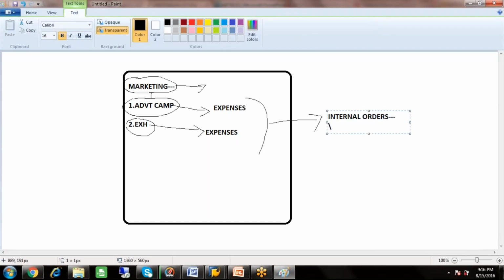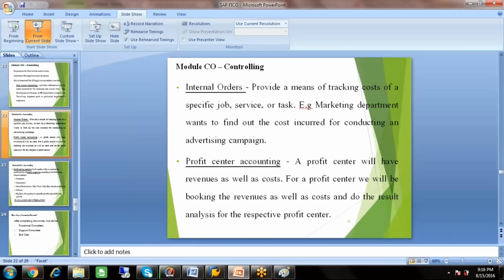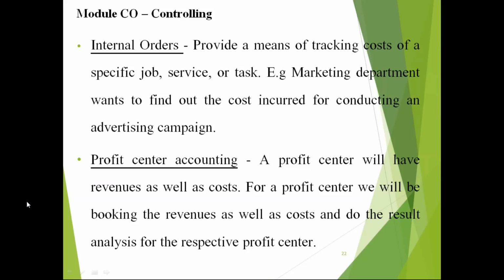So what does internal order give me? Internal order will give me information activity wise, or job wise, or project wise, within a particular cost center. The same thing I put it here: it provides a means of tracking cost of a specific job, service or task. Example, the marketing department wants to find out the cost incurred for conducting an advertising campaign. So I hope things are okay, cost center as well as internal orders.